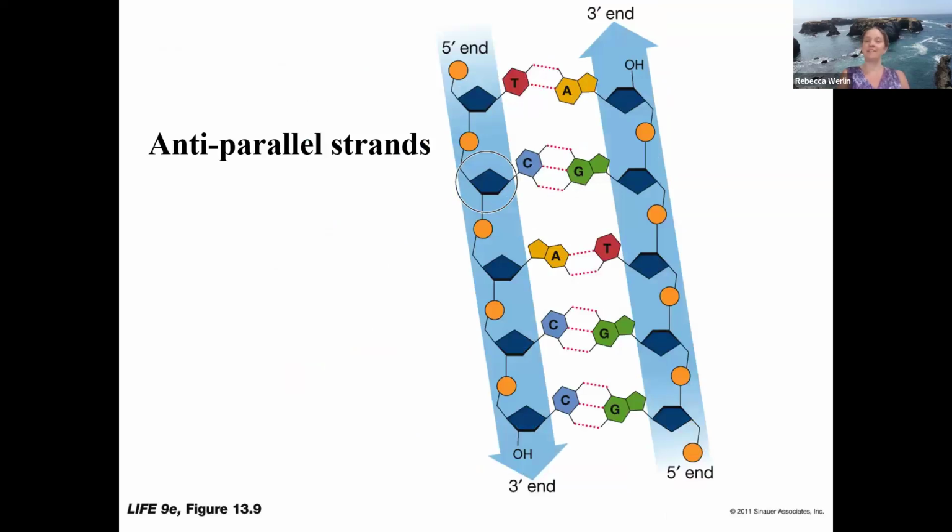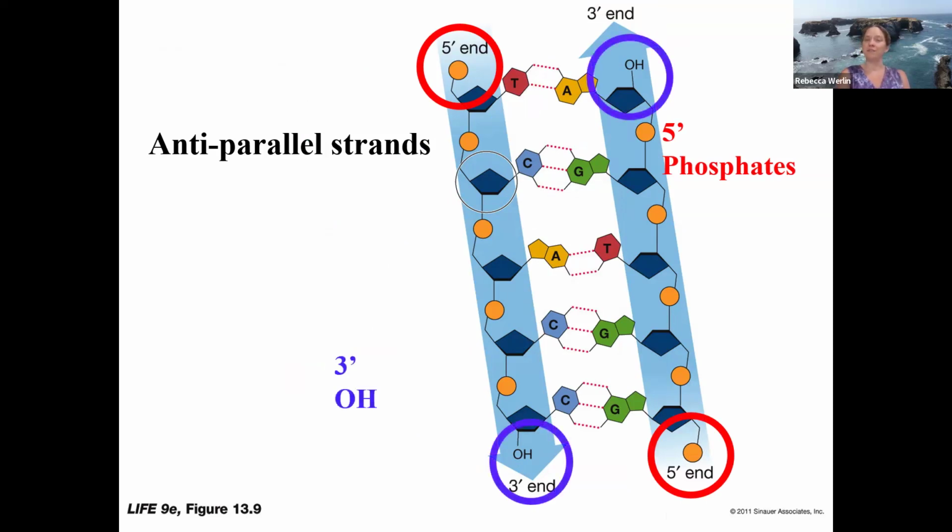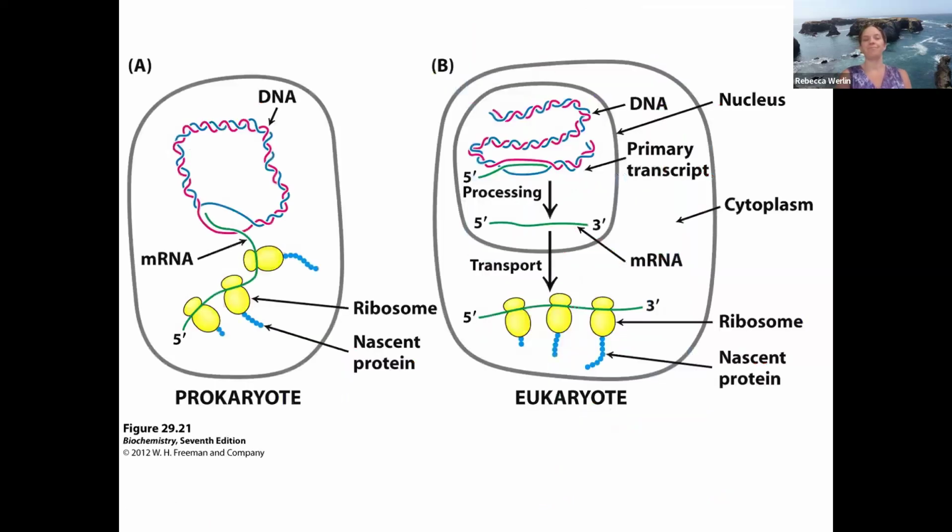So here you can see, again, the concept of anti-parallel strands. We have 5' phosphates at opposite sides of the strands and 3' hydroxyls at opposite sides. Get familiar with this nomenclature: 5' phosphates, 3' hydroxyl groups, the OH group.